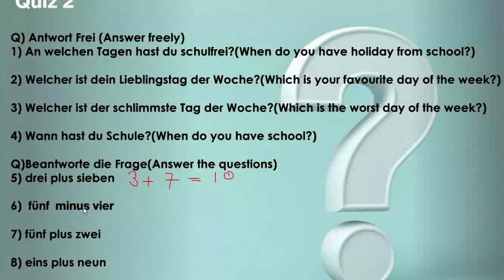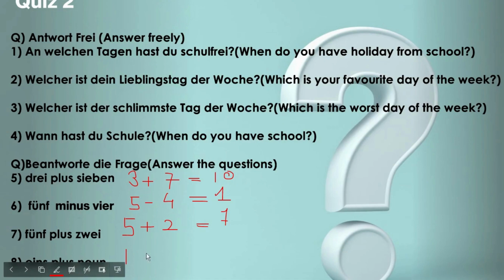And the next question we have right here is fünf minus vier. So, fünf is 5 minus vier, 4. So, the answer is 1, which is eins. Then the next one we have right here is 5 plus 2. 2 is zwei, right? So the answer is 7, which is sieben. 1 plus 9. So 1 plus 9 is equal to 10.